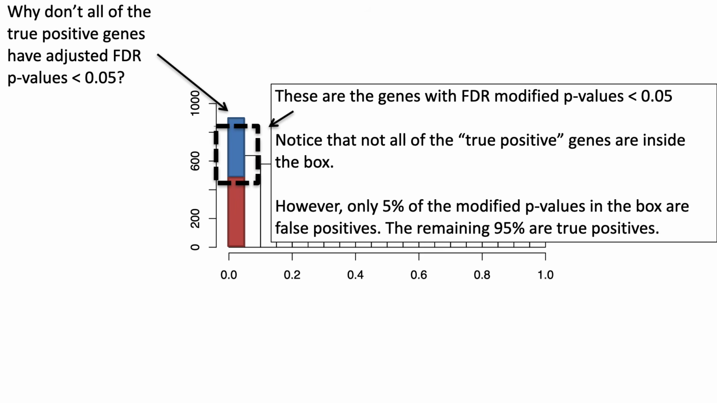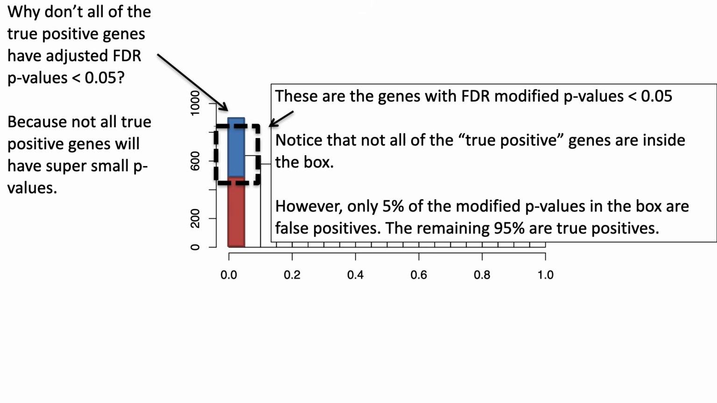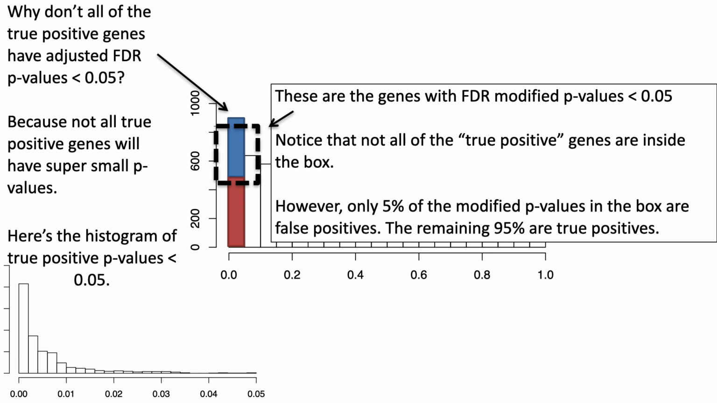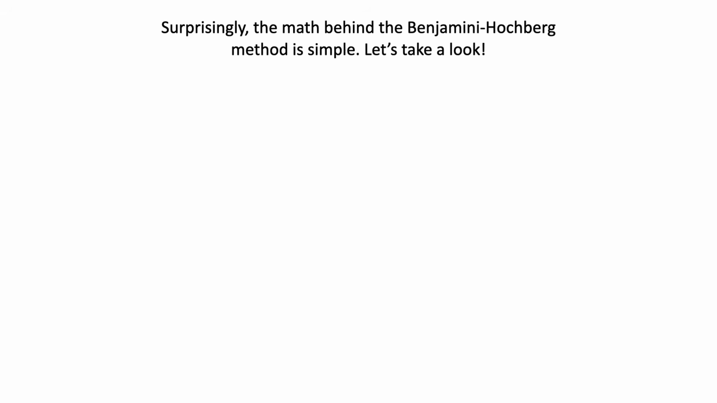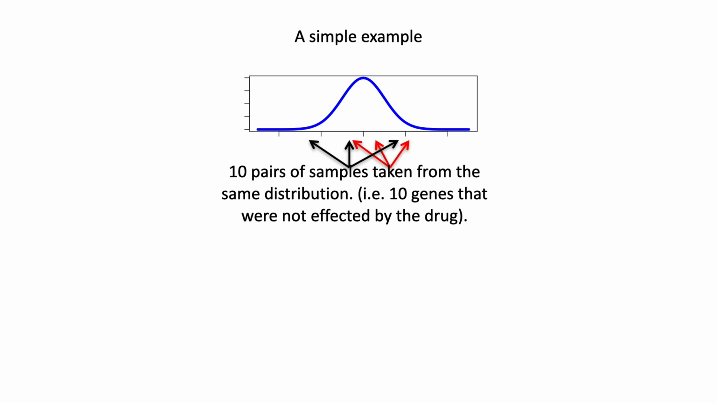Why don't all of the true positive genes have adjusted FDR p-values less than 0.05? Because not all true positive genes will have super small p-values. Here's the histogram of true positive p-values less than 0.05. These genes on the right side of the histogram probably won't remain significant after adjustment. Surprisingly, the math behind the Benjamini-Hochberg method is simple. Let's take a look.